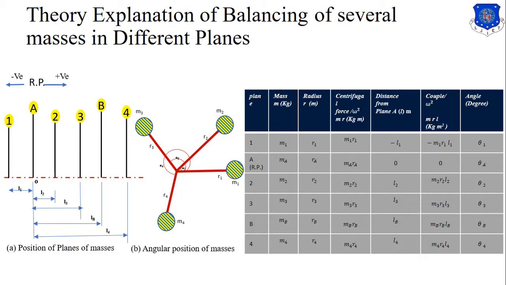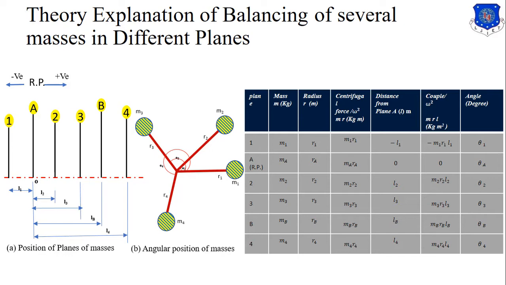Now let us make the table for it. In this case, as you all know, we have neglected the angular speed. Whatever the angular speed of a system, it will not create much effect on that system. Because omega is the same for each and every mass, we can omit it easily. So here we are taking the table of plane, mass, radius, centrifugal force, distance with reference plane, couple by omega square, and angle.